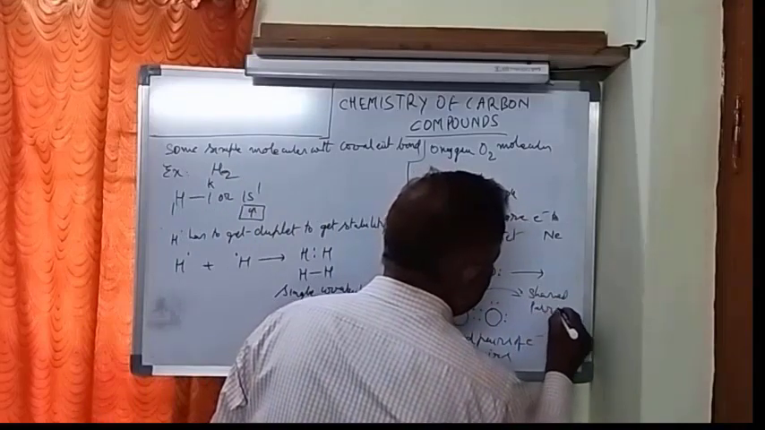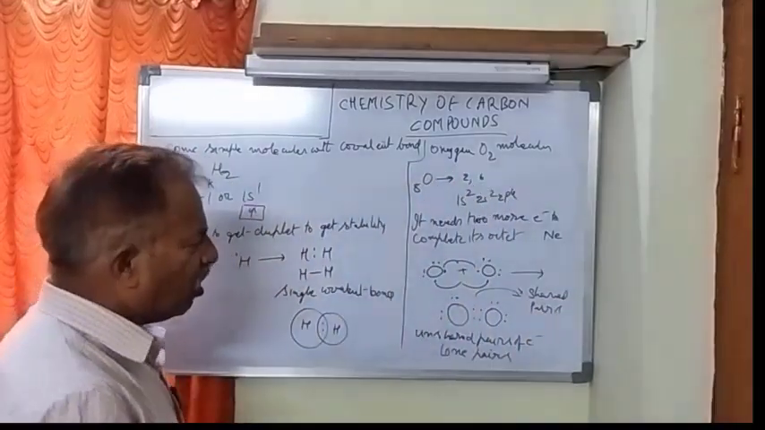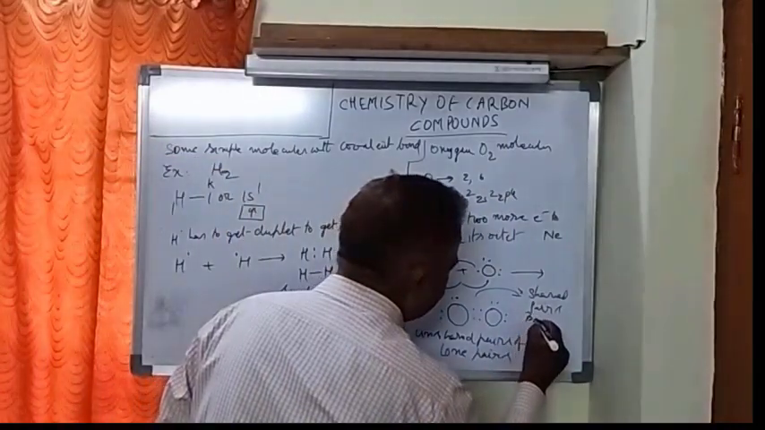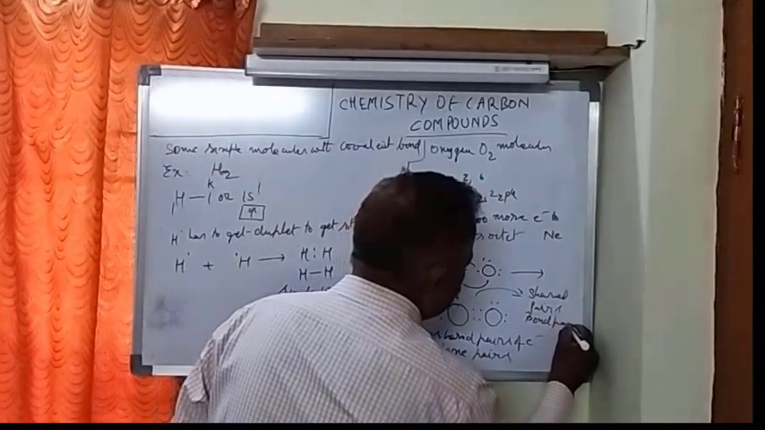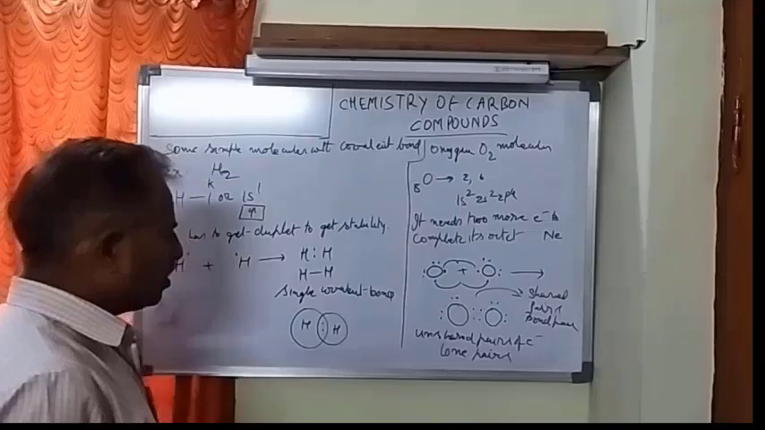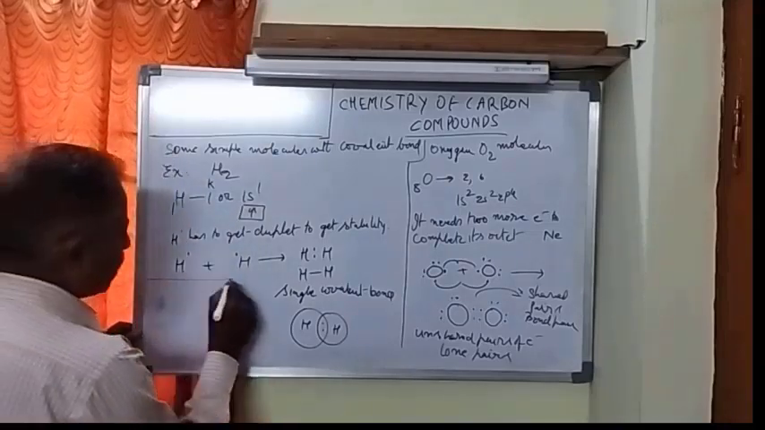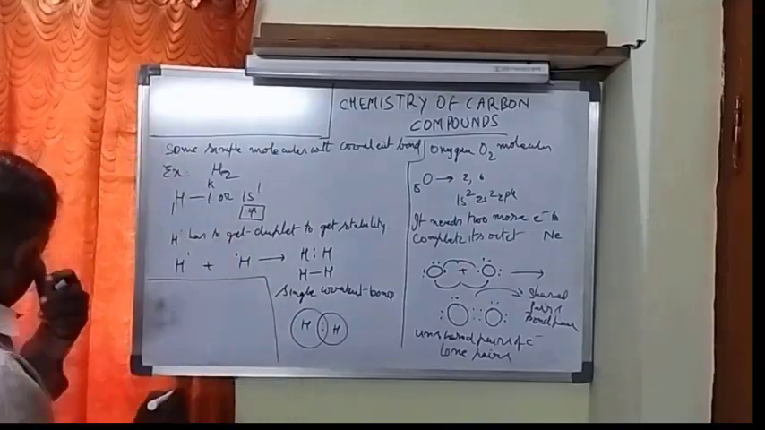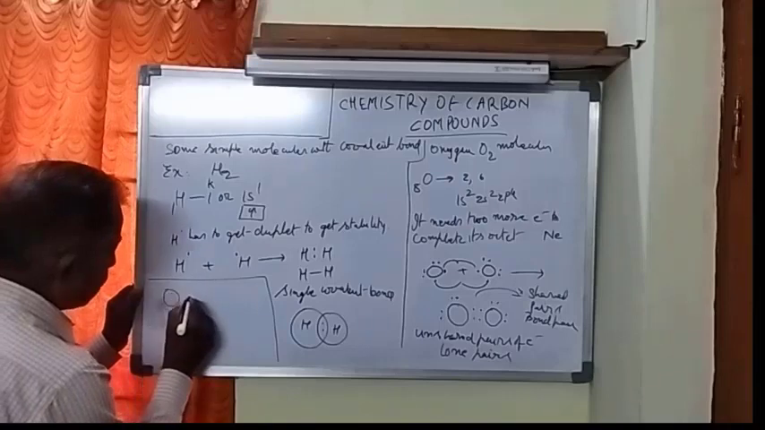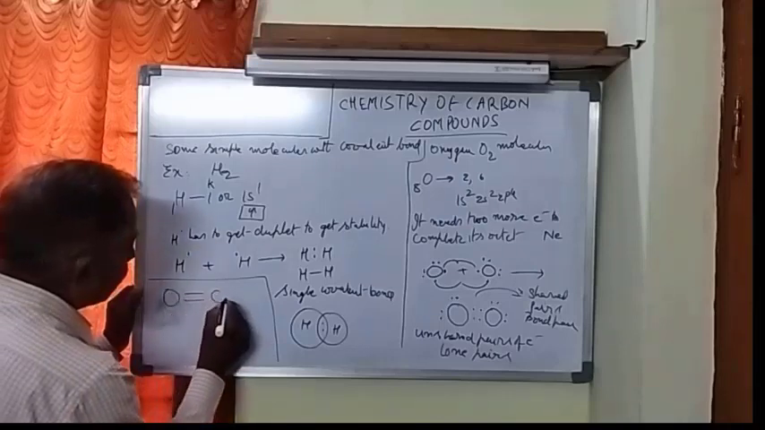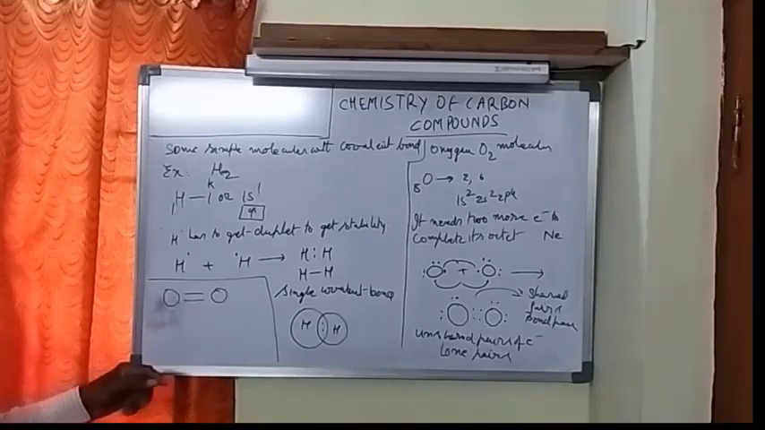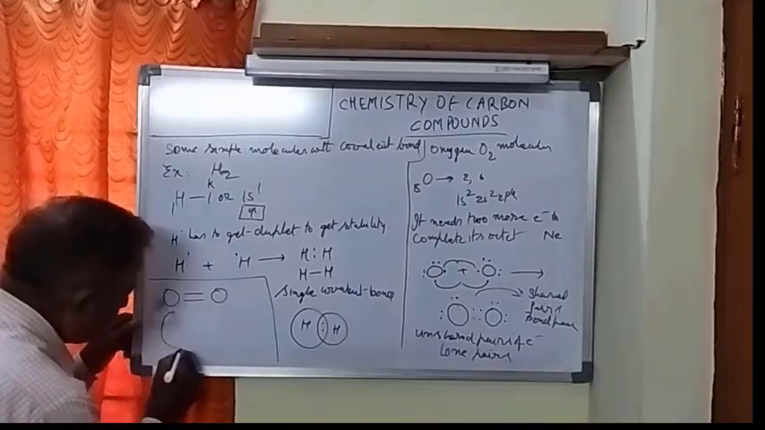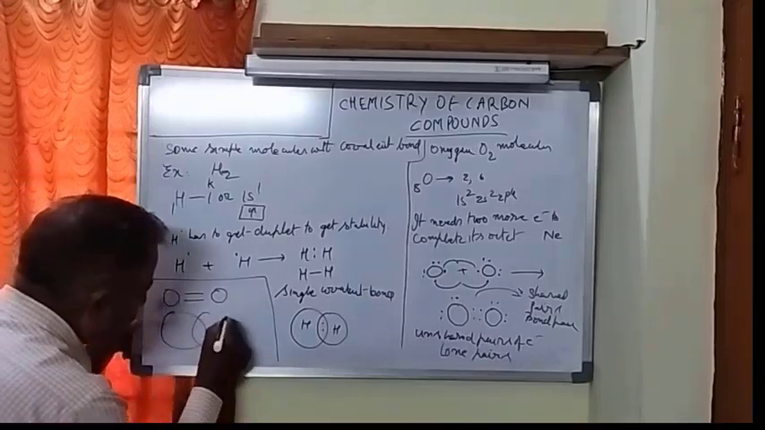Shared pairs are referred to as bond pairs. So oxygen has 2 bond pairs. 2 electron pairs are shared. Since oxygen has 2 shared pairs of electrons, oxygen is said to have a double bond, O double dash O. Or otherwise, you can represent it in this way also.